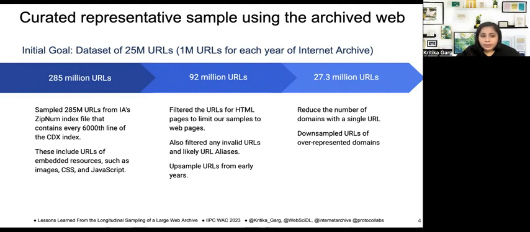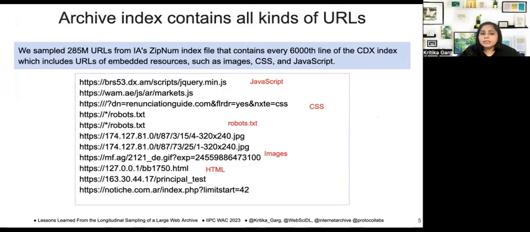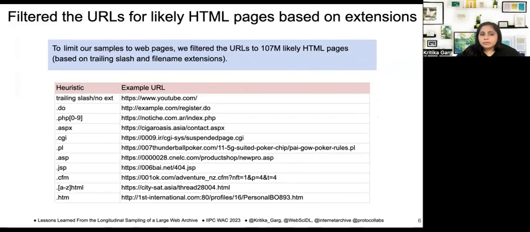We sampled 285 million URLs from IA's ZipNum index file that contains every 600th line of the CDX index, which includes URLs of embedded resources such as images, JavaScript, CSS, also robots.txt, HTML, everything. To limit our samples to web pages, we filtered these 285 million URLs to 107 million likely HTML URLs. How we did that is we filtered them based on trailing slash and file name extensions such as .do, .php, .cgi, .htm, .html, etc.